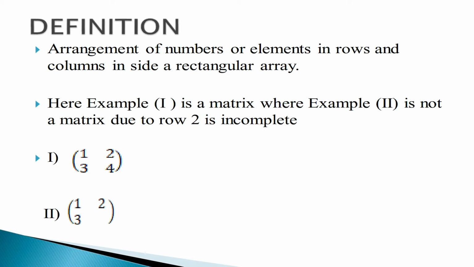What is the definition? The arrangement of numbers in rows and columns inside a rectangular array is known as a matrix. Here example 1 is a matrix and example 2 is not a matrix, because row 2 is incomplete.